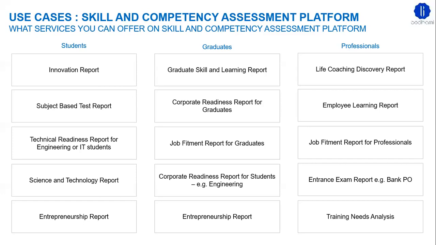Similarly, entrepreneurship report is something which is new because a lot of people want to do their own startups. So if you want to build skills around entrepreneurship, those entrepreneurship skills are all defined on our platform, and you can select those key entrepreneurship skills and then look at assessment of students and graduates around self-entrepreneurship or self-employment. In terms of graduates, you can look at graduate skill and learning reports, corporate readiness report for graduates, job fitment report where you want to look at a certain job and see if this candidate or graduate would fulfill this particular job or get selected in this particular job.